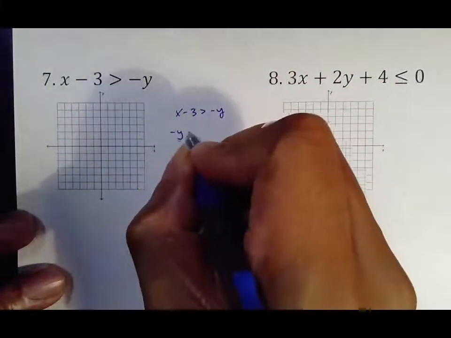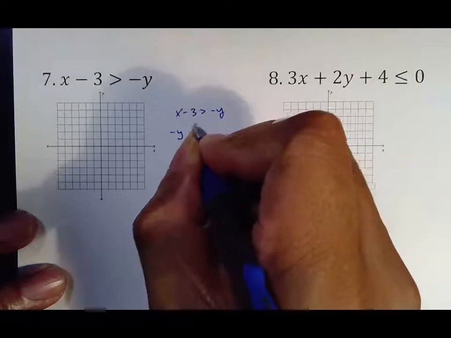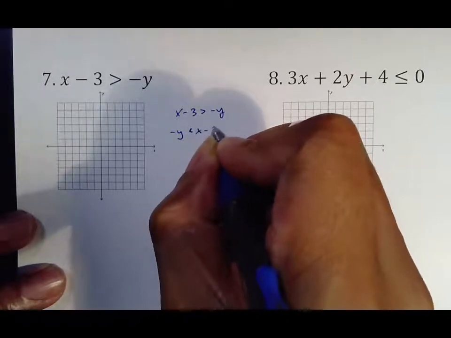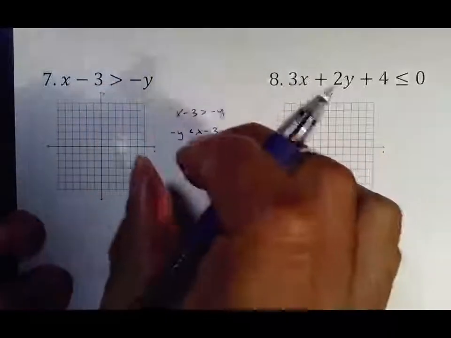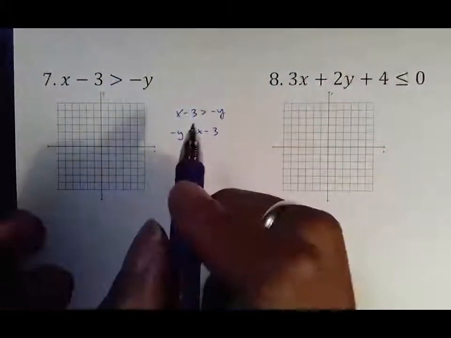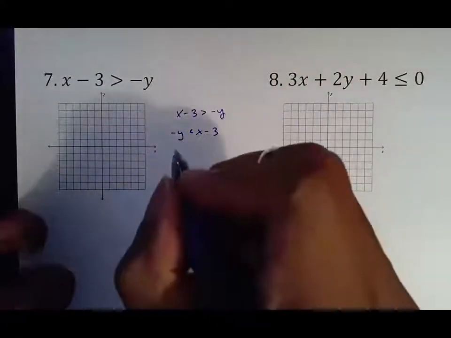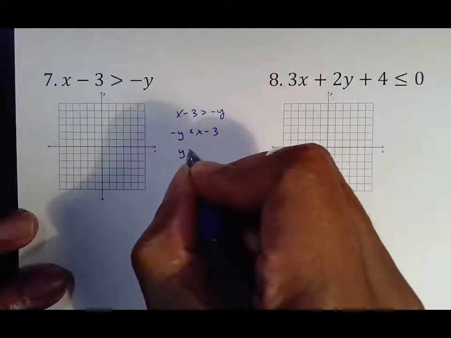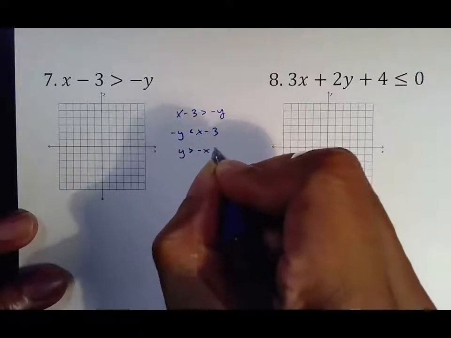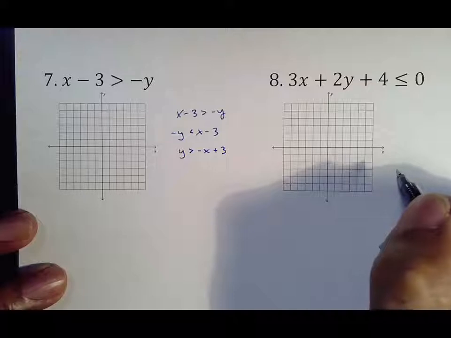So one is to take x minus 3 greater than negative y and simply flip it all the way around, which means x minus 3 goes here. So we literally took that and moved it over, took that and moved it over and flipped the sign because it was pointing at negative y. And then because we want a regular y, you would end up with y is greater than negative x plus 3. That's one way to do it.